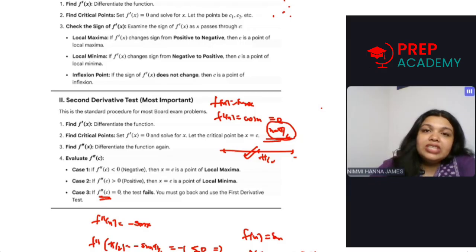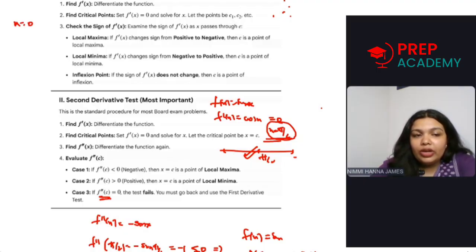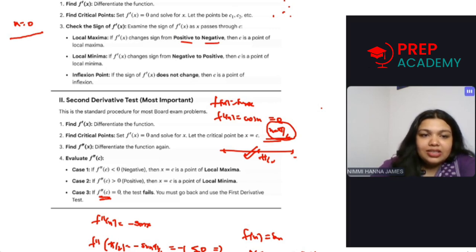Then we check for the changing of the sign. If x equal to 0 is the critical point, we have to see, when the point passes through 0, if it changes from positive to negative, then it is a point of local maxima. If it changes from negative to positive, it is a point of local minima. So we take a point to the left of x equal to 0, that is -1.